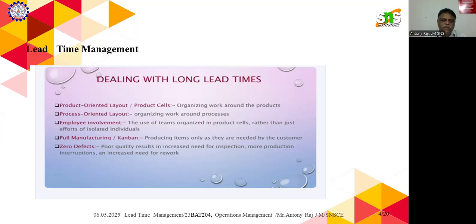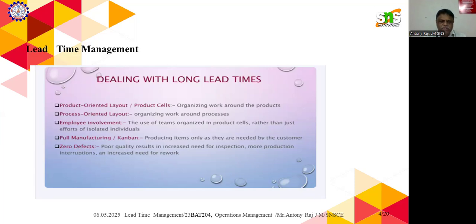And employee involvement is very important, rather than isolated involvement. The entire team has to get involved. And lean manufacturing is a very, very important concept where you only manufacture whenever there is a requirement from the customer side. You actually make to order, you don't make to stock.